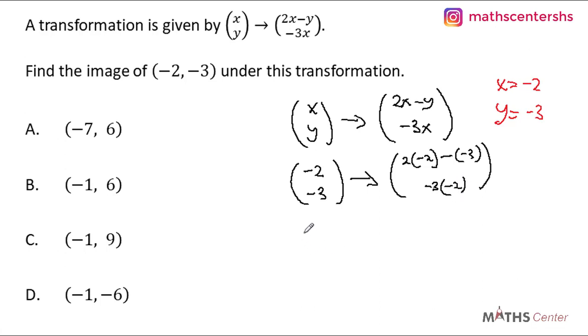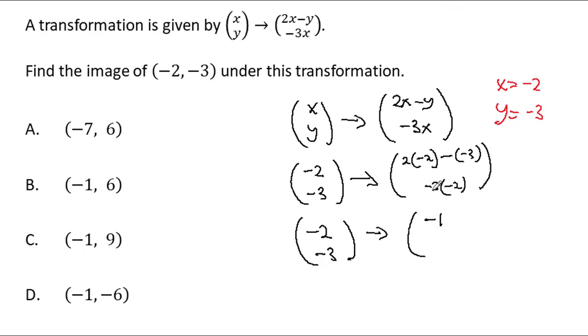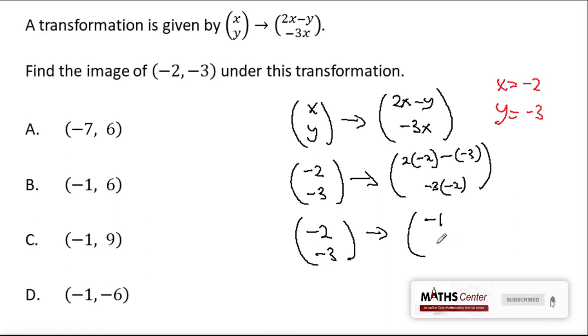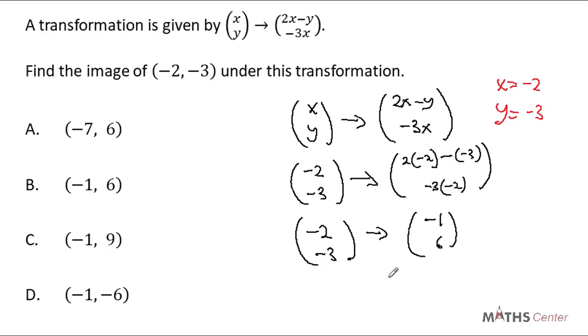Now let's simplify this. 2 times negative 2 will give us negative 4. We have minus negative 3, so that will give us positive 3. So we have negative 4 plus 3. Negative 4 plus 3 will give us negative 1. Then for the y coordinate, we have negative 3 times negative 2, and that will give us positive 6.